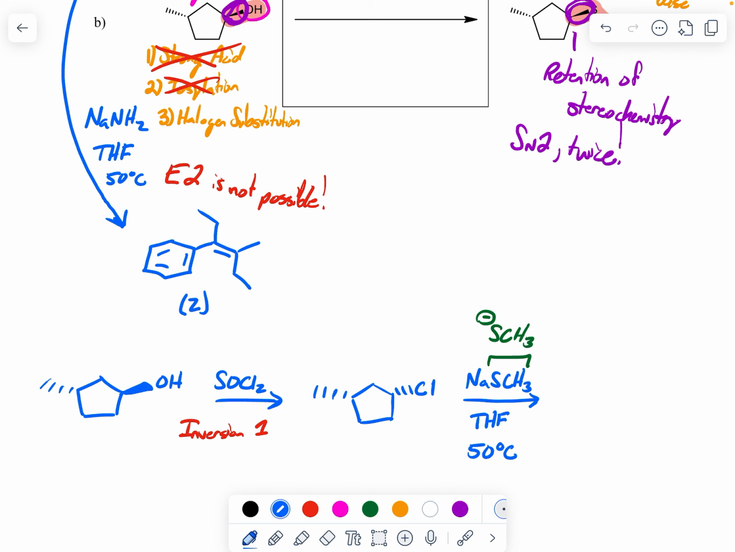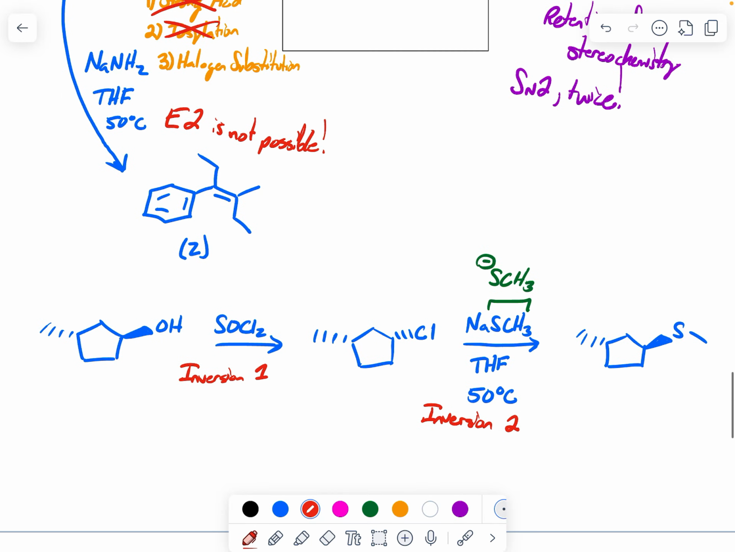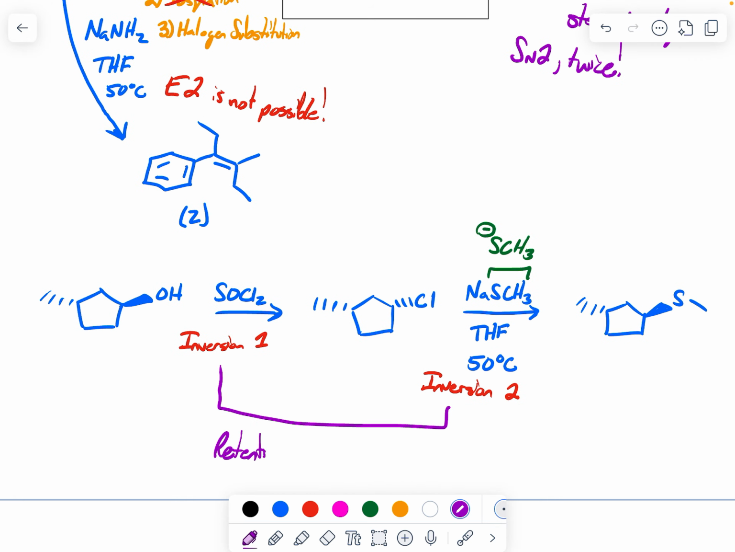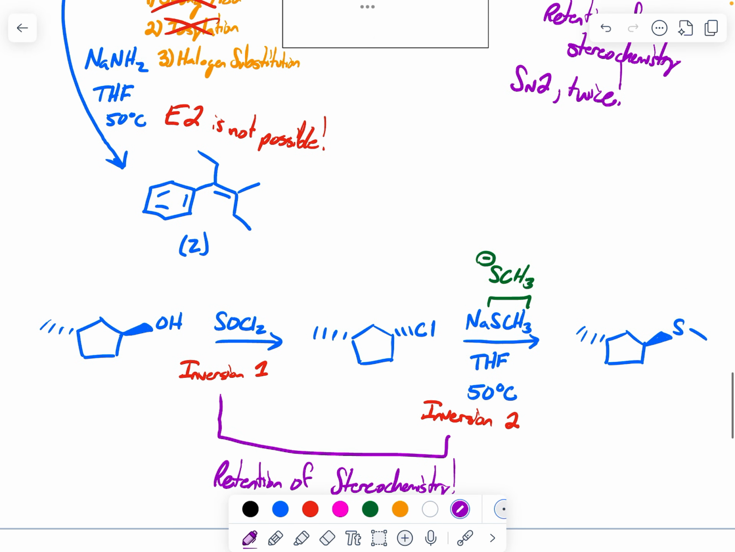So, in this situation, the second SN2 would occur. This would give us our new thioether that's substituted there, and this would be our second inversion. So, of course, inversion 1 plus inversion 2, this overall is what actually equals a retention of stereochemistry. And so that is how we would solve this last one.